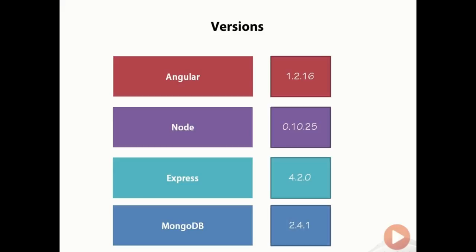For Mongo, we'll use version 2.4.1, but any version of Mongo 2.4 or later should be fine, and probably much earlier versions will be fine as well. We'll use many other ancillary libraries in this course, and you can find their versions encoded in the package.json and bower.json files.